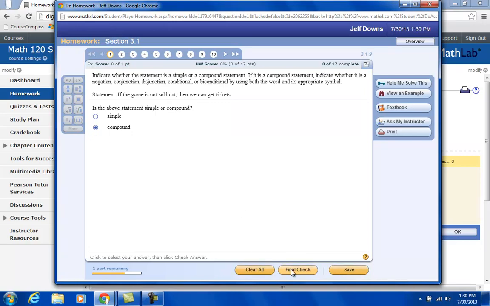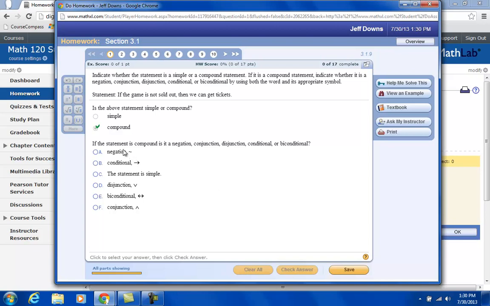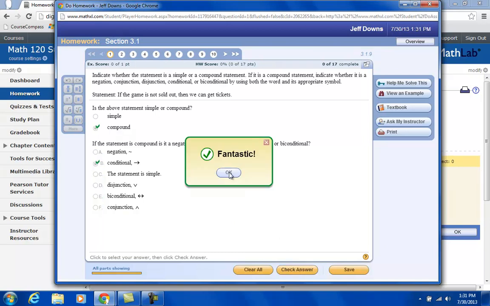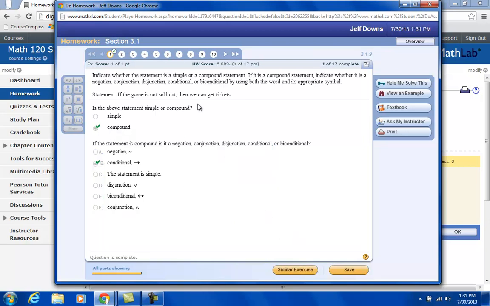And let's see. It doesn't give me the option to... Yeah, okay, I guess that's it. I thought it was going to give me the thing where I had to say what type. Oh, I guess here's continue. And then if the statement is compound, is it a negation? Well, there is a not in there, but the not is not controlling the whole thing. It's only controlling the first part, so it's not the negation. Not a conjunction, so it's not an and, it's not an or, but it is conditional. So conditional is that one. Yay! Okay, so that's it. That's what we had to do.